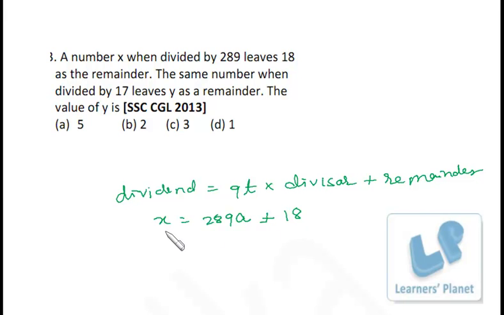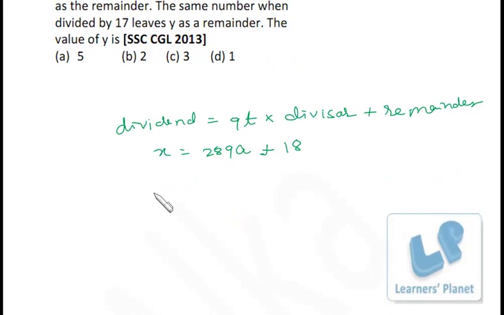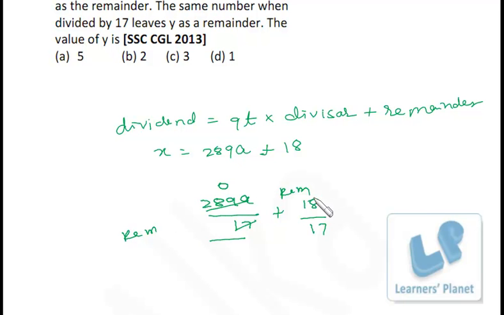Okay, now we have to divide x by 17 and find out the remainder. So when x is divided by 17, it is 289a by 17 plus 18 by 17, right? Remainder from this plus remainder from this. So here 289a, see 289 is the square of 17, that means it is a multiple of 17. So from this division you will be getting remainder as 0, right? And from this division, if 18 is divided by 17, the remainder will be 1. So overall remainder will be 1.